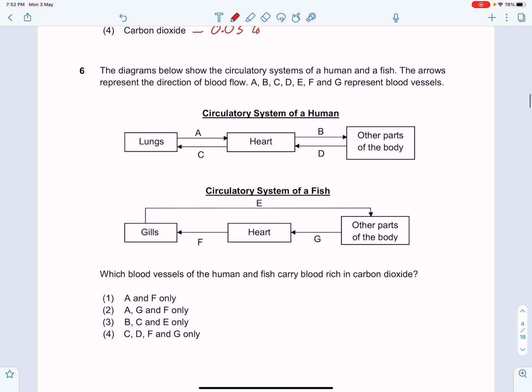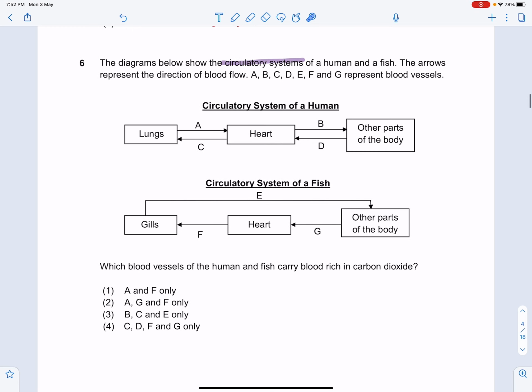Moving on to question number 6. Alright, this is actually a very straightforward question whereby they already give you the hint, circulatory system. They're going to compare and contrast between the circulatory system of a human versus a fish. So the question asks, which blood vessels of the human and fish carry blood rich in carbon dioxide? Now, to answer this question, whenever you're doing this kind of question where they talk about composition of gases, there are 2 gases that are most actively in play. Actually 3. So I will tell it to you now.